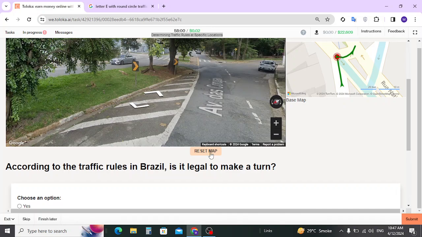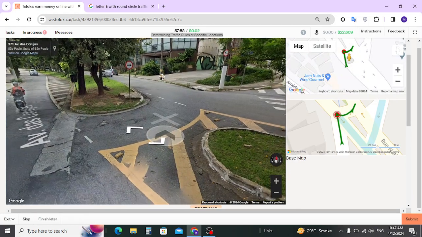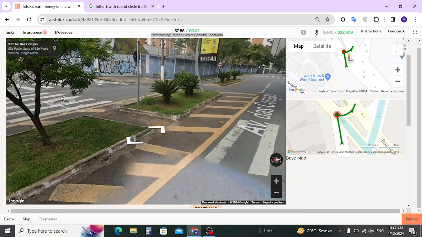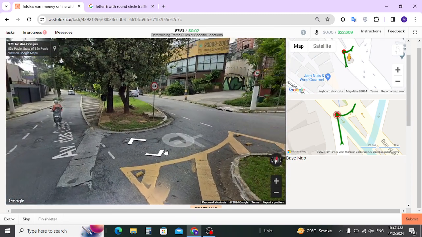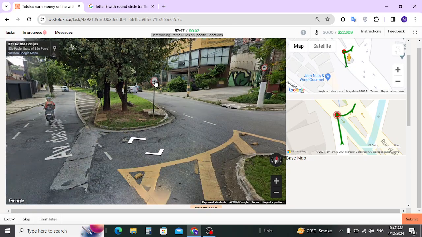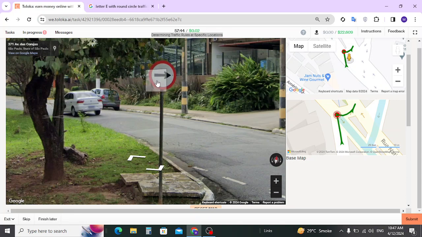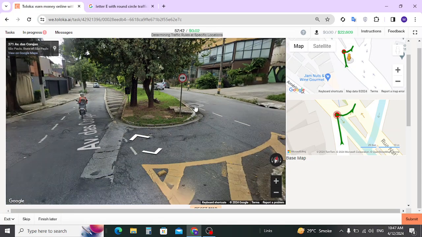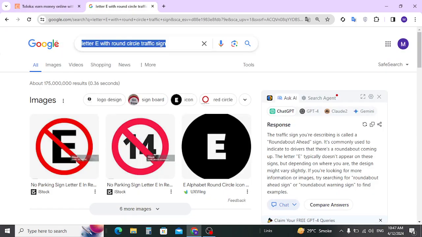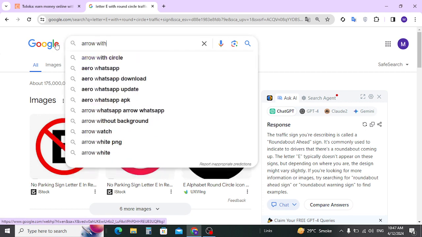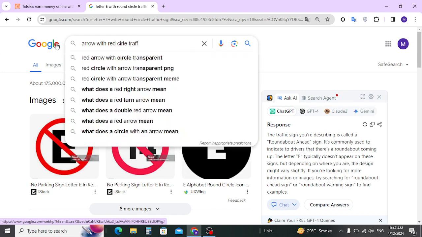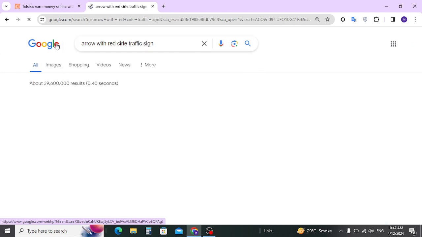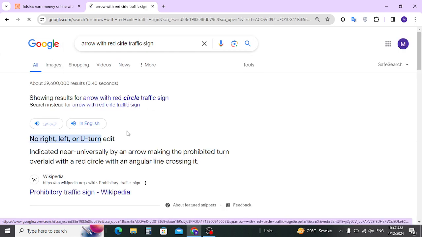Again I am going to reset the map just to make it clear. Either if we are coming from this way, can we make a turn? So here you can see this sign clearly indicates yes, you can make it. This sign shows you can go this way. Arrow with red circle traffic sign. This is a way to conquer this task.